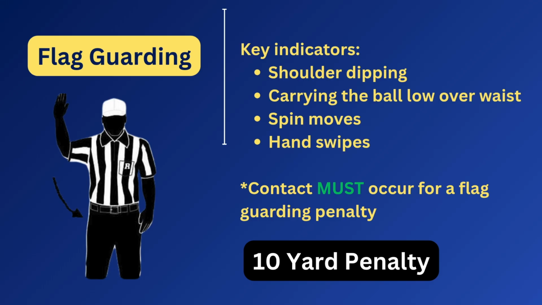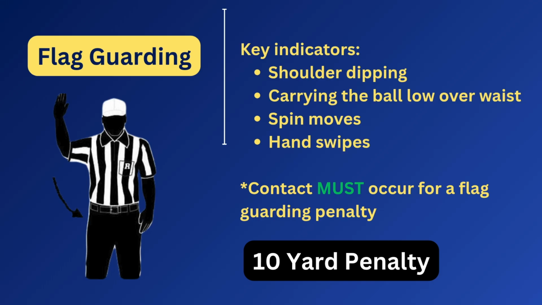And then the obvious one is hand swipes, right? So you'll see players that are holding the ball, they see a defender coming, and sometimes they don't mean to, but they'll swipe down with either their hand or the ball and swipe away a defender's hand. That is an obvious flag guarding call.